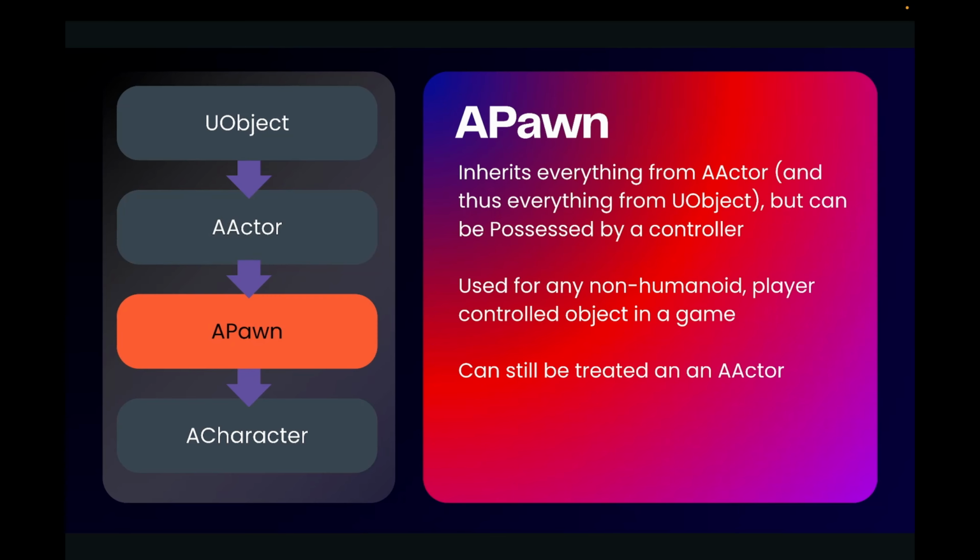Then you have pawns. So a pawn will inherit everything from actor, and thus everything from objects, but they gain extra functionality such as being able to be possessed by a controller. So a pawn gains everything that an actor has. So it has a transform. It has the ability to have visuals attached to it. We use pawns for any non-humanoid player-controlled object in a game. Because pawns inherit from actors, you can actually treat pawns just like any other actor. So anything you can do to an actor, you can do to a pawn.